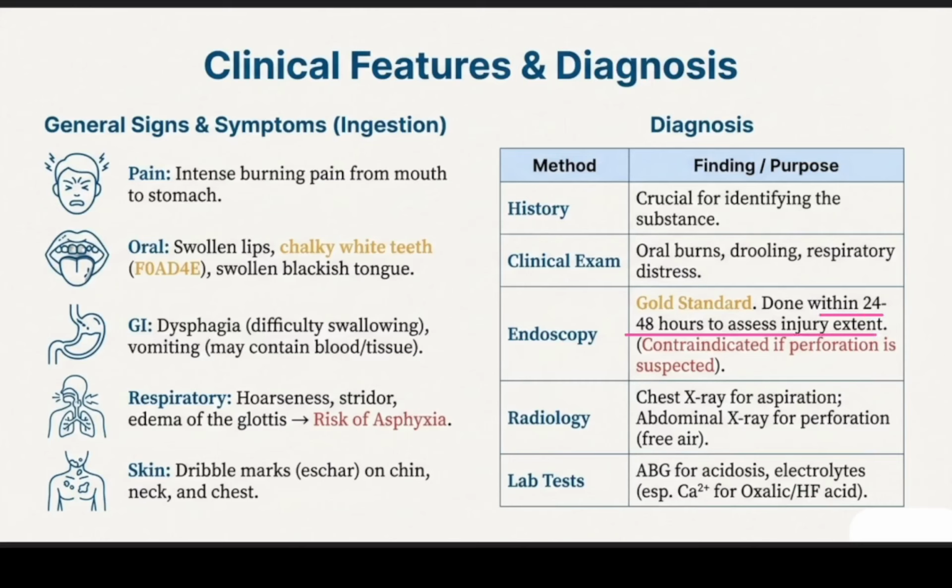Next one, radiology: chest x-ray for aspiration, and abdominal x-ray for perforation. Then comes the lab tests. For lab tests, you can go for ABG for acidosis, and then electrolytes, especially calcium, for oxalic acid or hydrofluoric acid and all that. So now let us see what can be done and what cannot be done.